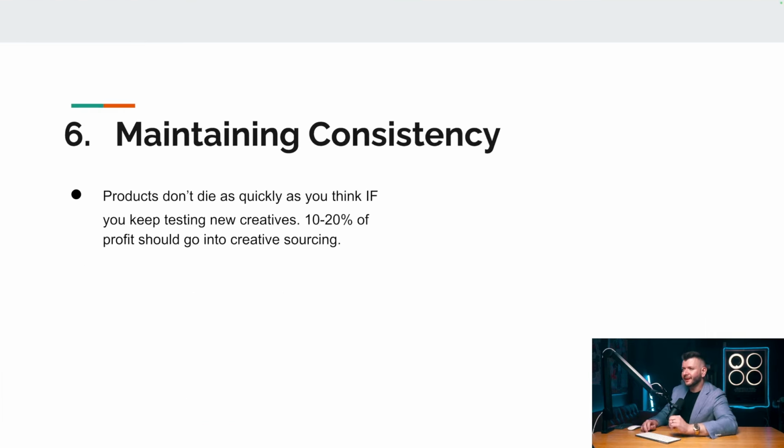Now let's talk about maintaining consistency. Products don't die as quickly as you think if you just keep testing new creatives. And I would recommend 10-20% of your profit. So let's say you're making, I don't know, $20,000 per month profit with your business. Allocate 10-20% of that, like $2,000 to $4,000, into testing new creatives, investing in some new ads so that you can scale your business farther.